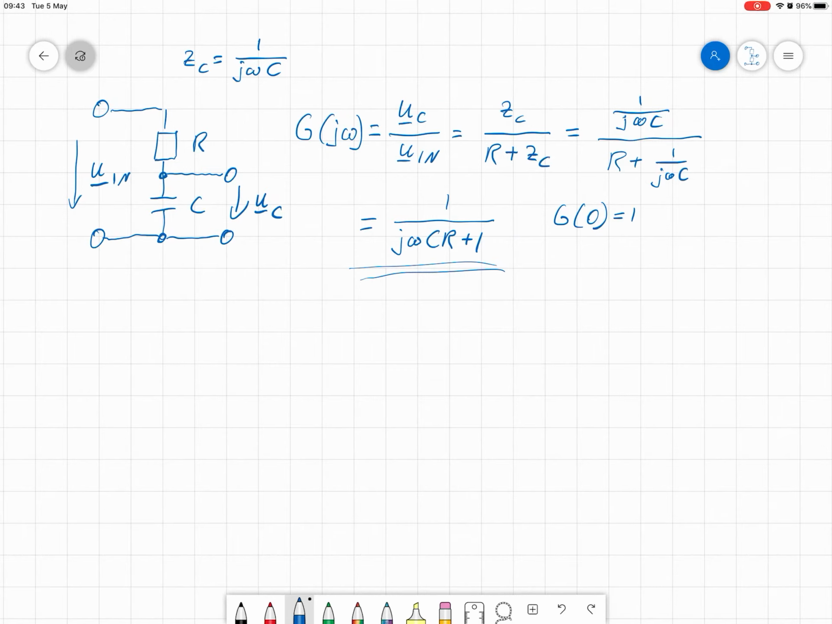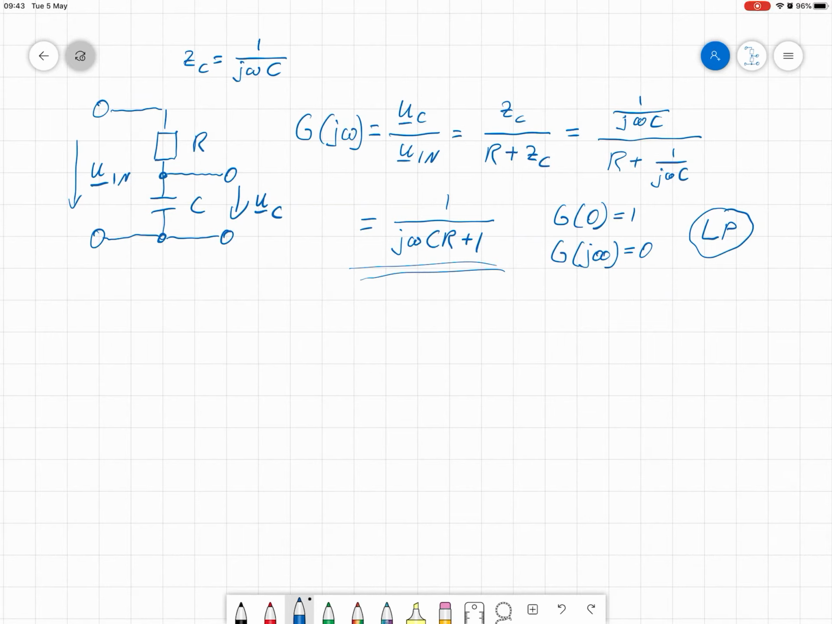On the other hand, if we have a very high frequency and omega goes towards infinity, now this is not a proper notation, but we say we go towards infinity, then we find that the transfer function becomes 0. This means we have a low pass filter, LP for low pass. Low frequencies can pass through and high frequencies can't.